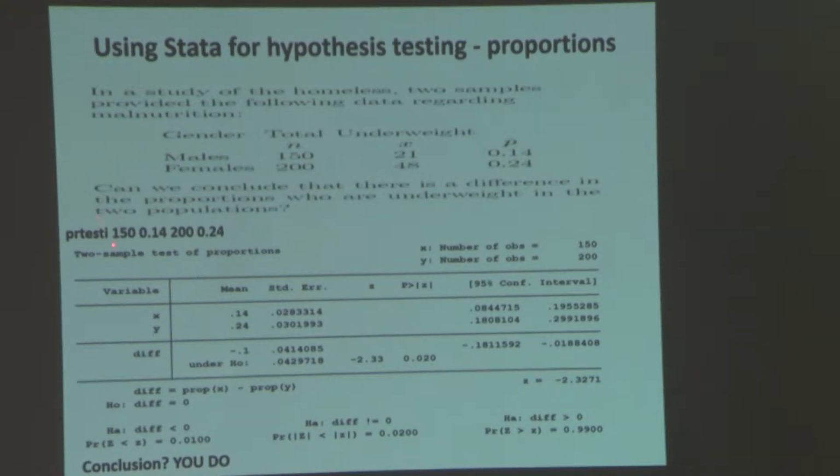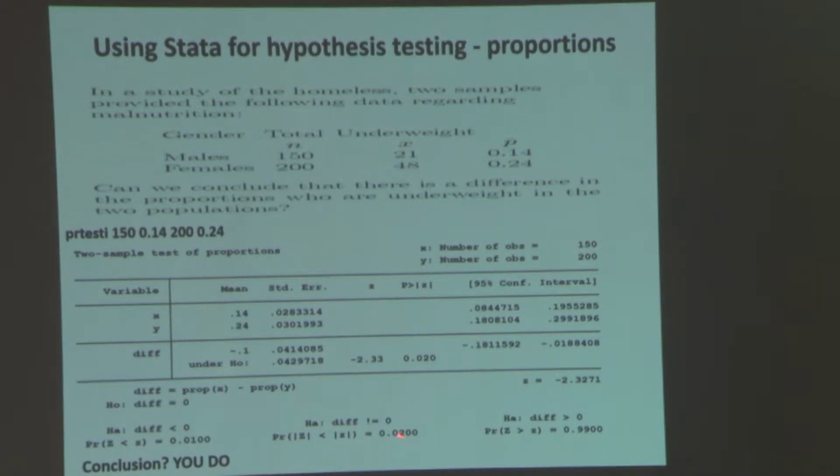So now we do the proportion test. N in group 1 is 150, proportion 1 is 0.14. N in group 2 is 200, proportion 0.24. And then look at the null hypothesis: the difference, proportion x minus proportion y, is equal to 0. In the middle here is the alternative hypothesis, that the difference is not equal to 0.